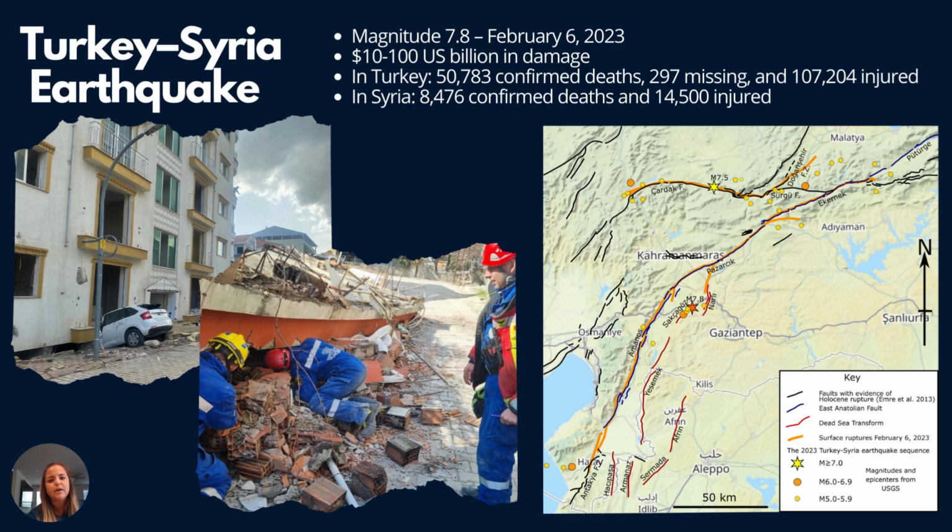So there is about $10 to $100 billion in damage estimated at this time. In Turkey, there was about 51,000 confirmed deaths, and in Syria, about 8,000 confirmed deaths. So it was pretty devastating. Same situation or similar situation to Haiti, a little bit better infrastructure, but still they were not prepared.